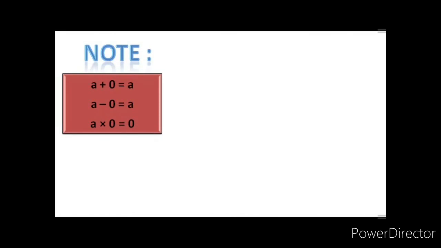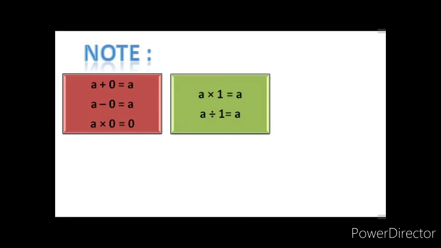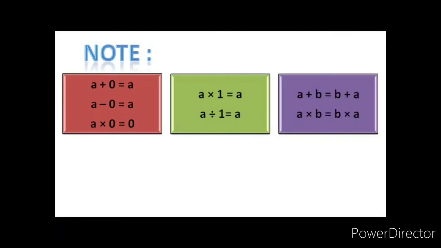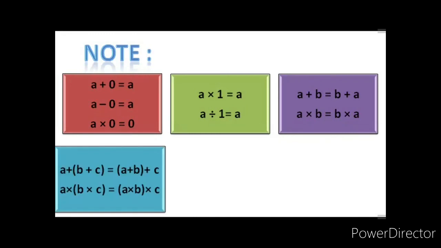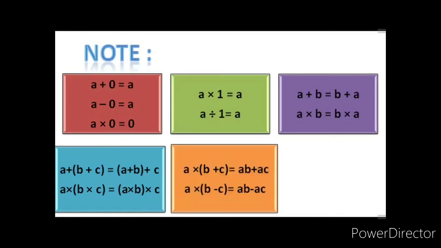Now we know a + 0 = a − 0 = a, a × 0 = 0, a × 1 = a ÷ 1 = a, a + b = b + a, a × b = b × a, a + (b + c) = (a + b) + c, a × (b × c) = (a × b) × c, a × (b + c) = ab + ac, and a × (b − c) = ab − ac.